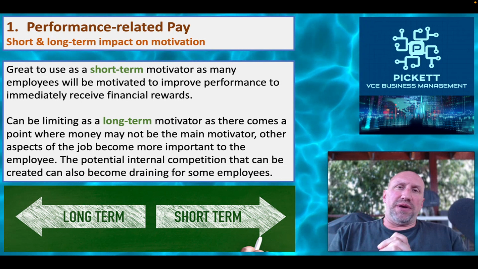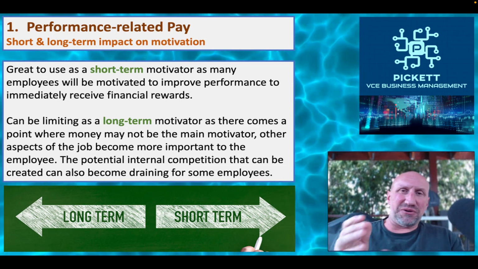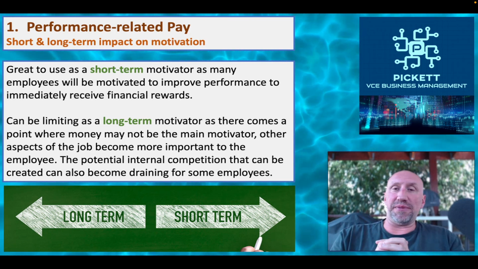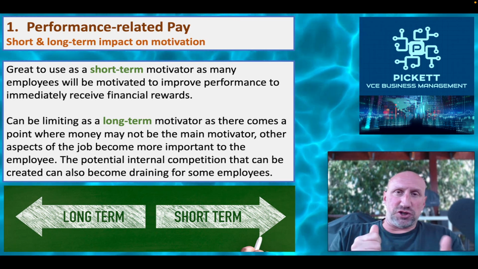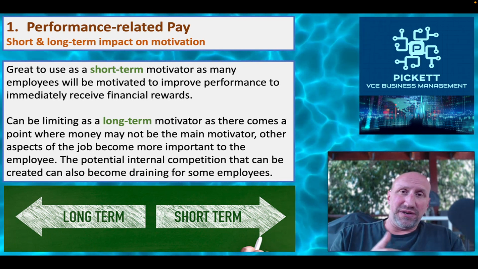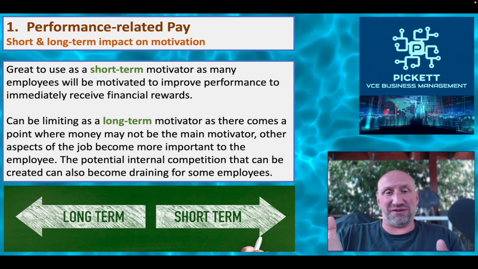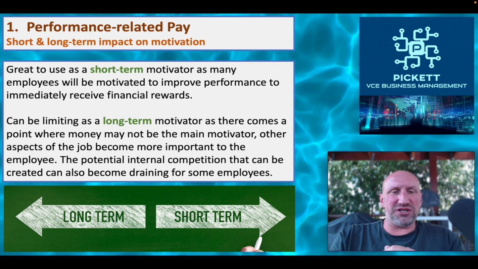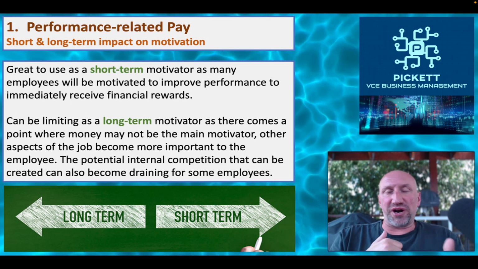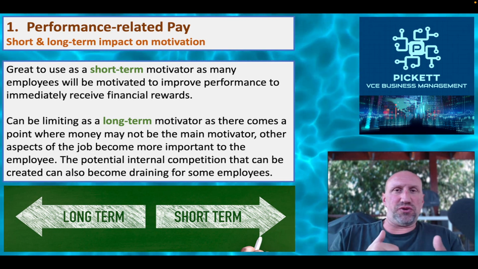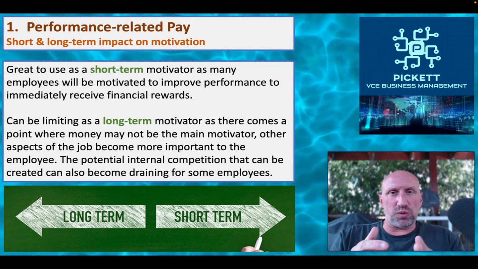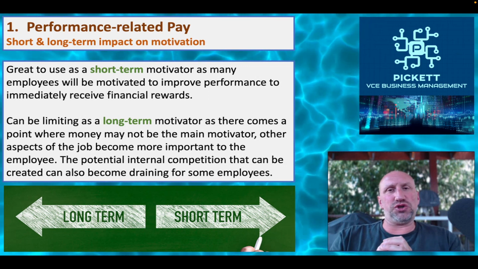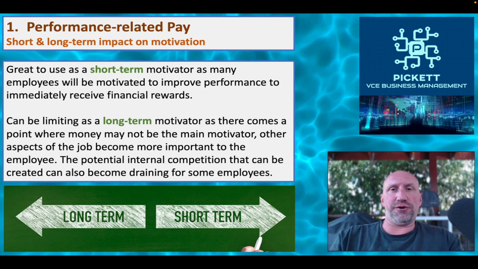In terms of long term, can be limiting. As I was just talking about previously, there does come a point for a lot of people where money is no longer the main motivator. Other aspects of the job become important to that person, so the money kind of no longer does it for you. And also the other negative is that idea about the internal competition. Okay, that can become really, really draining for some employees, and they don't enjoy working in this environment where every day you're coming to work and you're competing with all the people around you. Okay, so again, another potential negative in the long term.